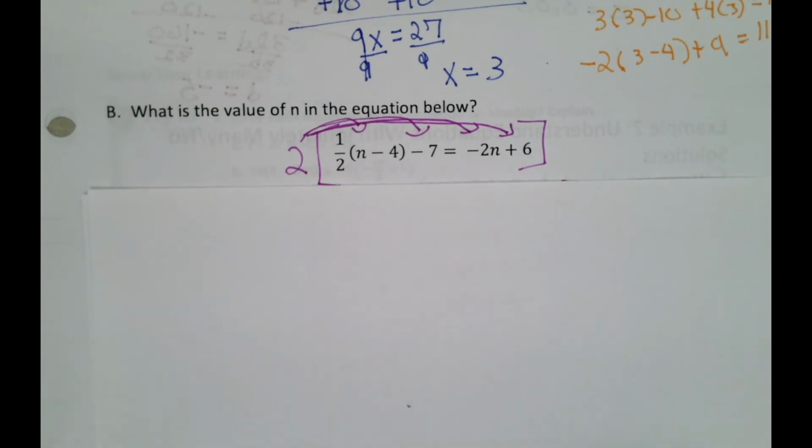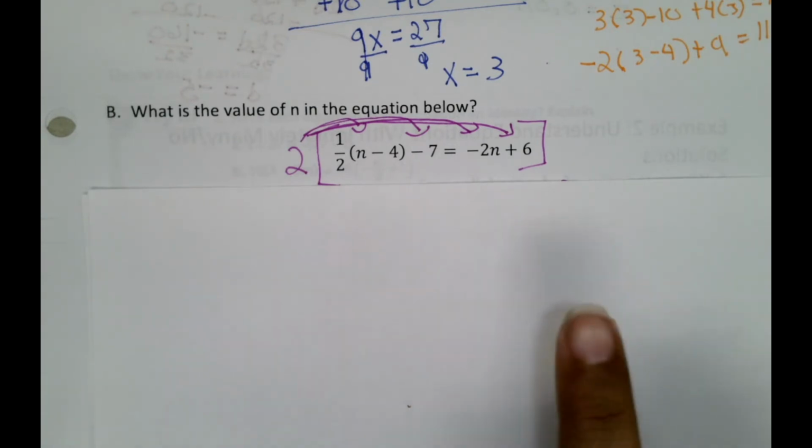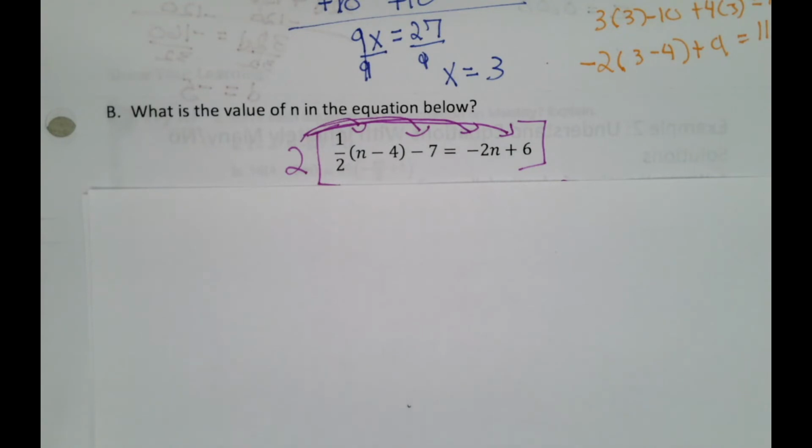So it already gives it away a little bit, but we got that nasty fraction. We can get rid of fractions by multiplying by the denominator. I always like to tell my kids, we hate denominators, so we kick them out. Okay? So we multiply by 2, but notice we multiply 2 by every part of the equation. So we multiply by the 1/2 times n minus 4, the negative 7, the negative 2n, and the 6.